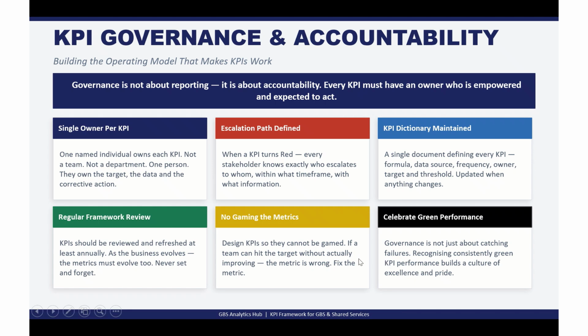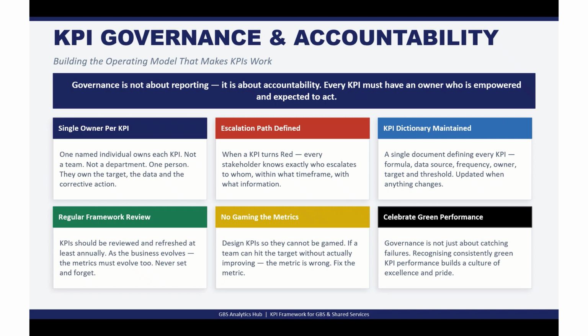This is where most KPI frameworks fail, not because of bad metrics but because of weak governance. Let me walk you through the 6 governance principles. One, single owner per KPI. One named individual, not a team, not a department. One person who owns the target, the data, and the corrective action.